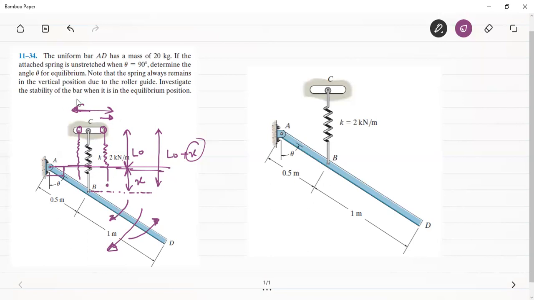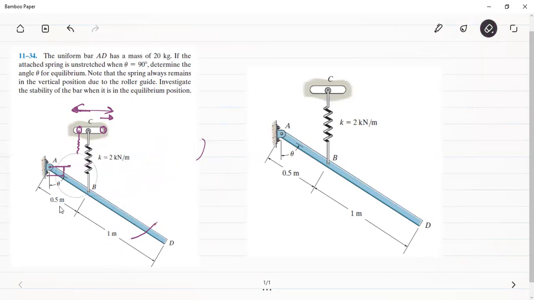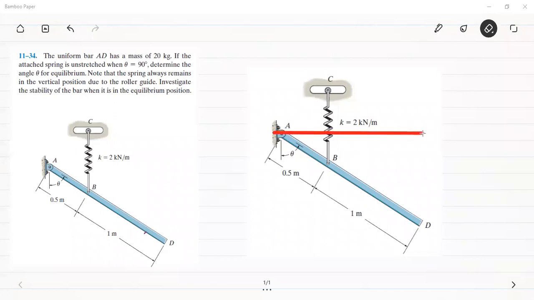Now we have to investigate the stability of the bar when it is in the equilibrium position. We have to establish the stability. So let's rub this off. One thing is clear to us: when the bar is completely horizontal, that is, the bar is making an angle of 90 degrees, this will be the position of the bar, and obviously the spring will move towards right.